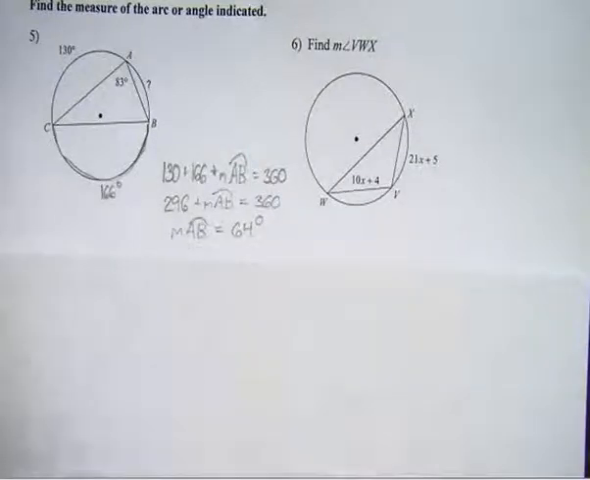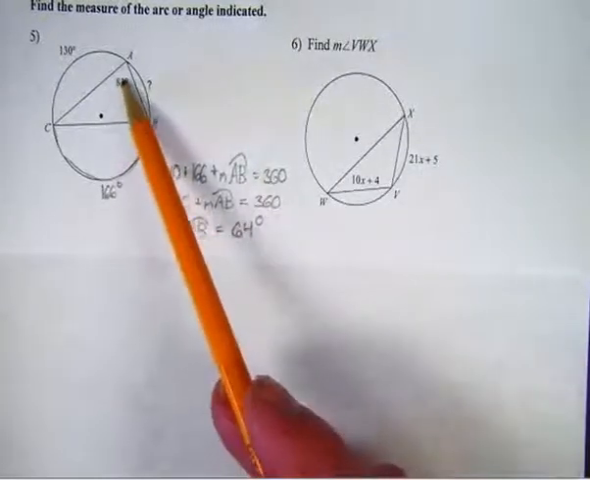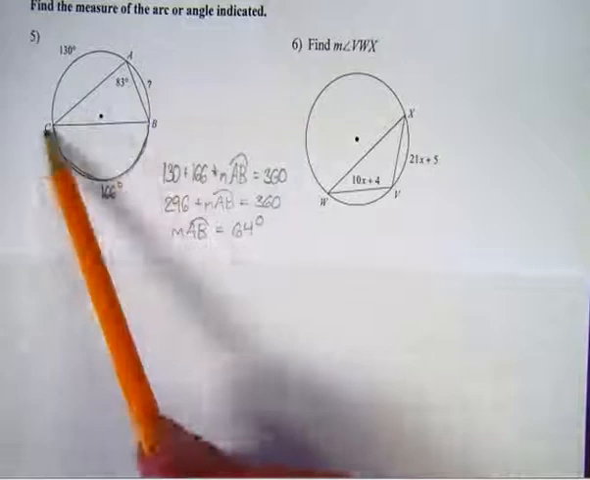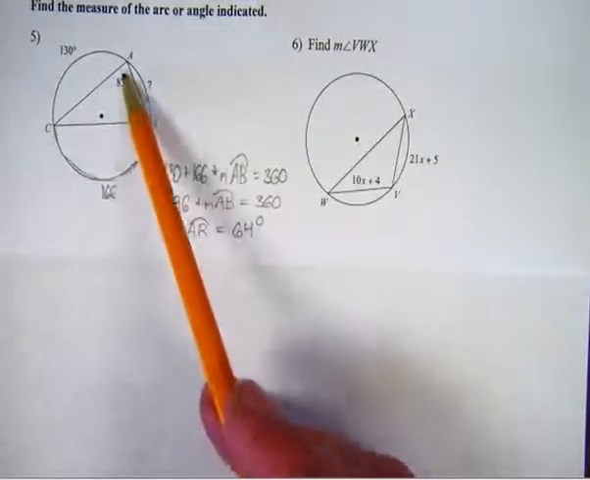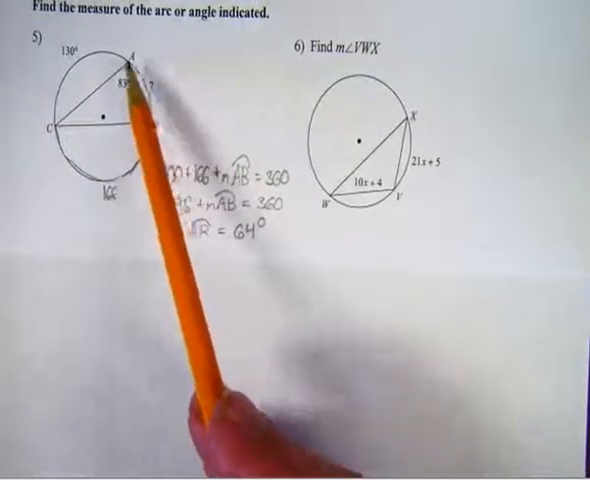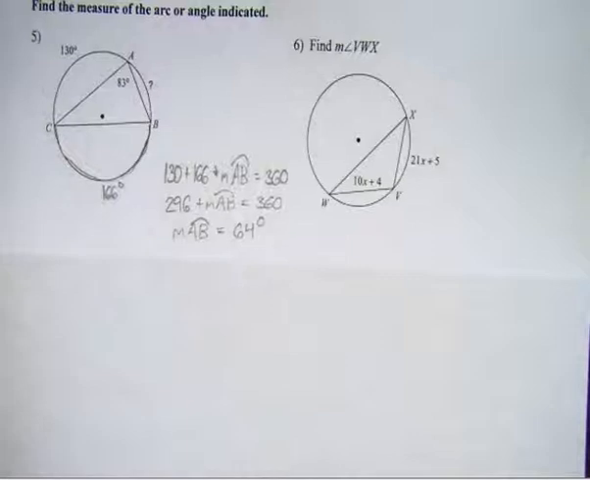So notice I'm having to combine a lot of pieces of information. I'm figuring out this arc based off what we know about inscribed angles, and then I'm adding that to the fact that we know there's 360 degrees in this.